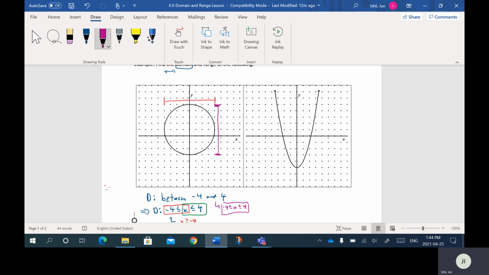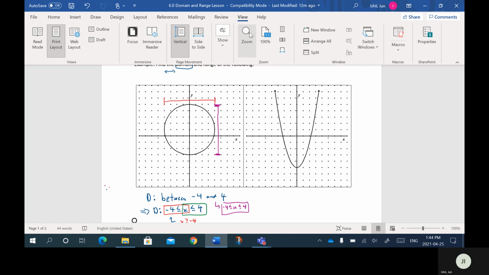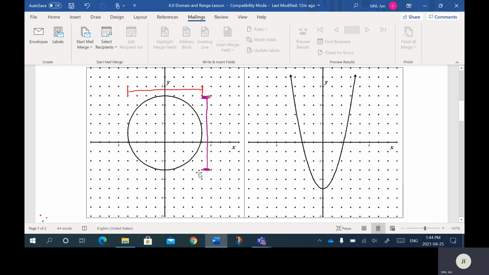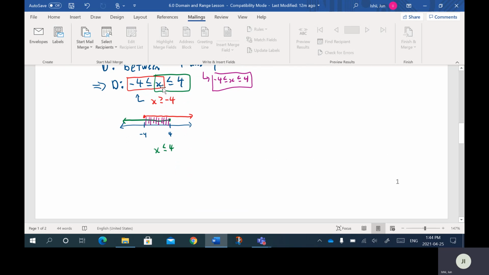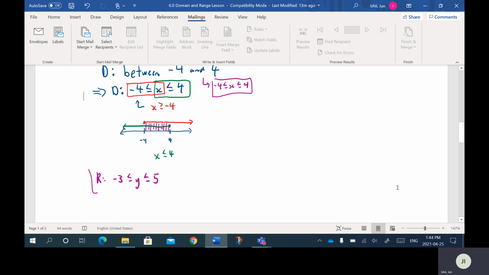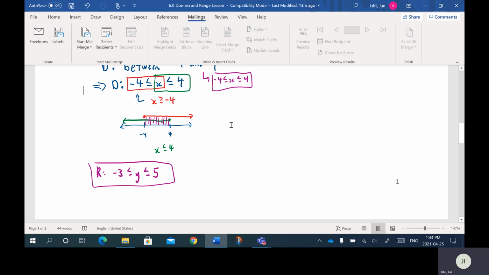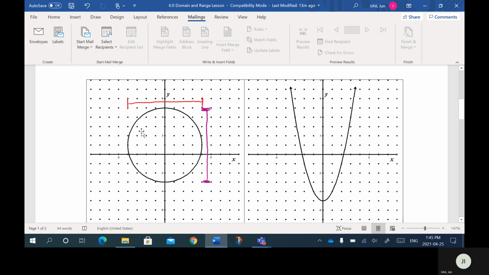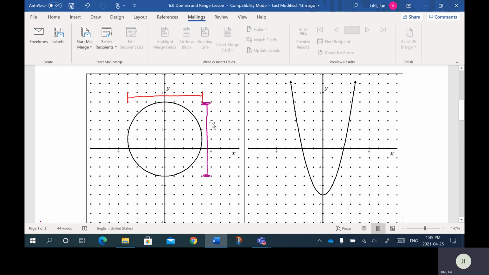Right, so in this case, the range itself would be between -3, this value here, and +5. So I'm just going to write -3 less than or equal to y less than or equal to +5. Okay, so the range is between -3 and +5. So that's the range of this graph. Cool. All right, so let's go on to the next one over here.